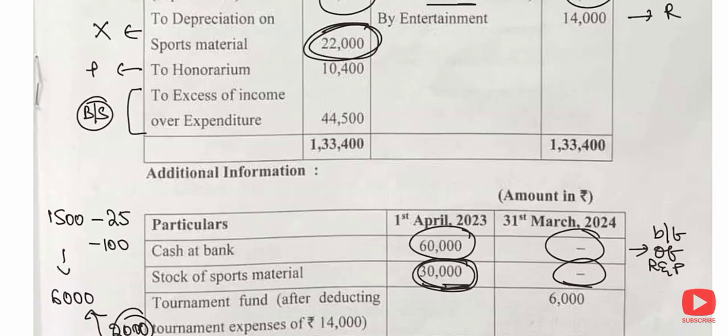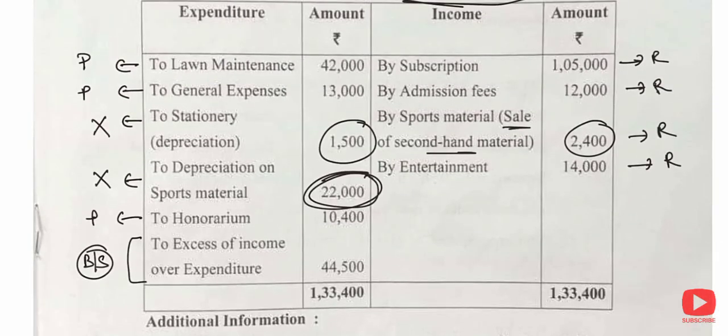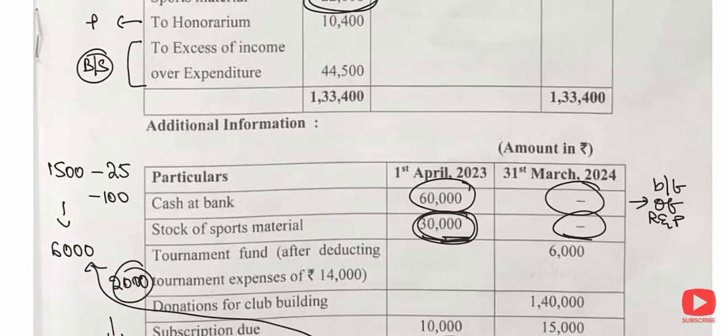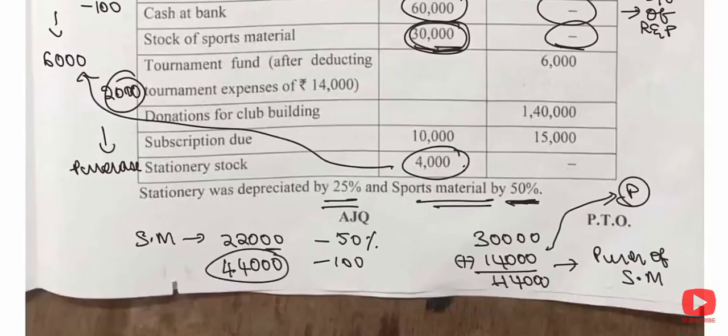2,000 purchase of stationery. You won't find this purchase in the income and expenditure account. Why? Income and expenditure account is like P&L. You won't find purchase of an asset there. So that will also be considered. The 2,000 also you have to put. There is also one sale of sports material. Sale of sports material. So what happens now?